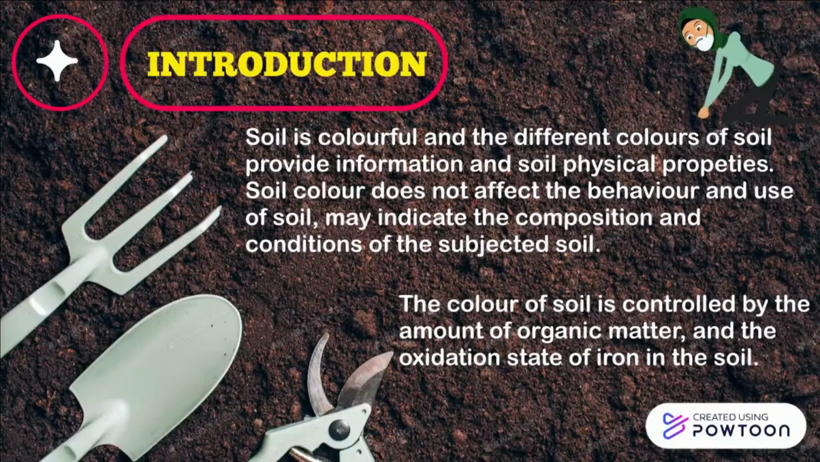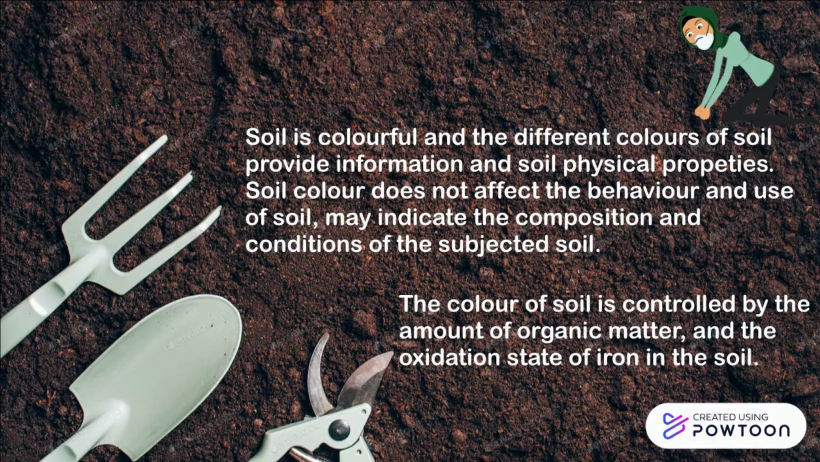Soil is colorful, and the different colors of soil provide information on soil physical properties. Soil color does not affect the behavior and use of soil, but may indicate the composition and condition of the soil. The color of the soil is controlled by the amount of organic matter and the oxidation states of ions in the soil.